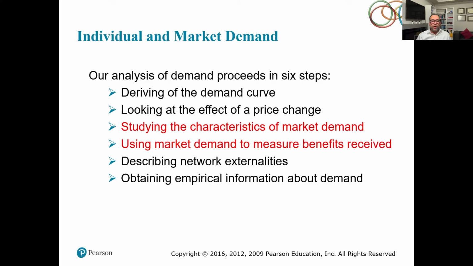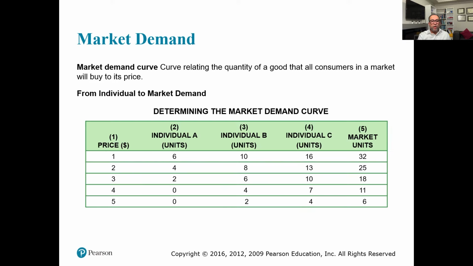Well, so our second part of chapter 4 focuses on two points from the chapter: studying the characteristics of a market demand and using market demand to measure benefit received. So let's start with the market demand. As you know, market demand is a sum of all the individual demands in the market. The market demand curve relates the quantity of goods that all consumers in the market will buy to its price.